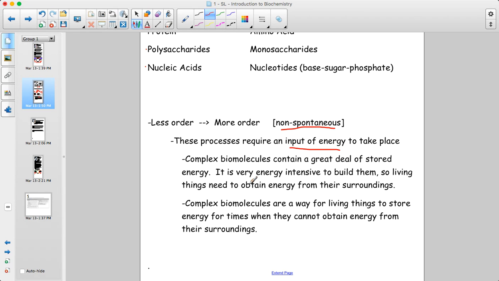So complex biomolecules will contain a great deal of stored energy, but it's very energy intensive to build them. You have to put energy in to make this happen. And so that means that living things need to obtain energy from their surroundings. It's also a way, you can think of it as how we store energy. So like complex carbohydrates, polysaccharides, but also lipids, these big molecules that are complex, when we need them, if we aren't able to obtain new nutrients, we can break down our large biomolecules because they store a lot of potential energy. And so we can obtain energy from our large biomolecules by breaking them down.